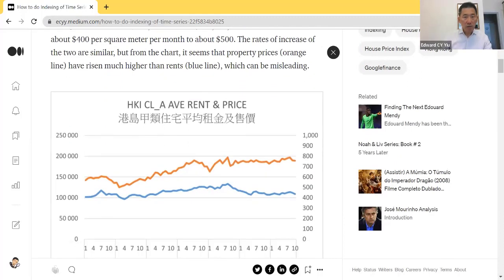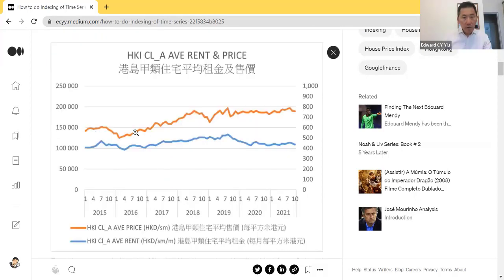Here, for example, the left-hand vertical axis refers to the average price. So the orange line reads the left vertical axis. In this period, the range is from 150,000 to about 200,000 Hong Kong dollars. While the blue line refers to the average rent, reading the right vertical axis. In the same period, it ranged from about $400 to 500-something per square meter per month.